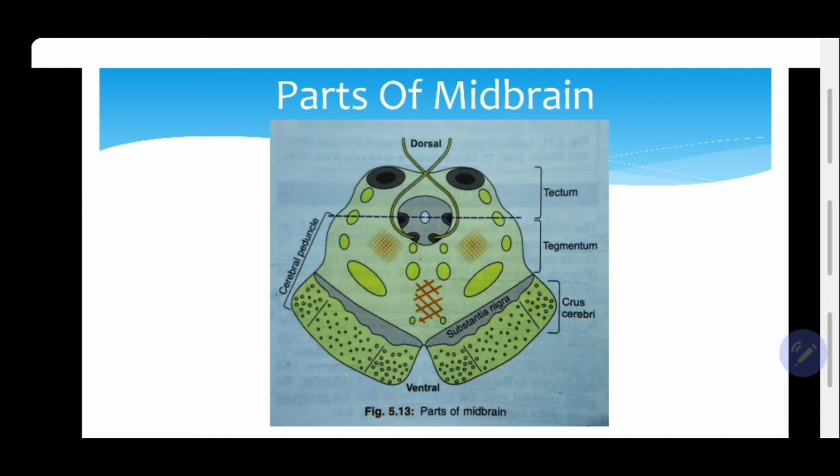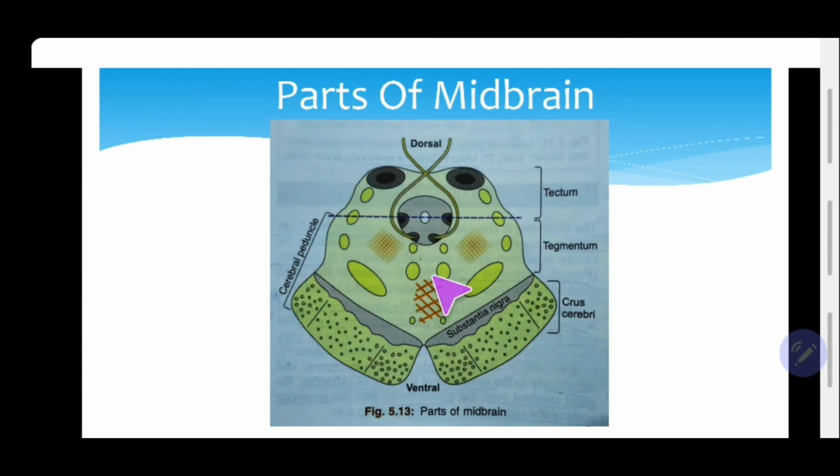Then the portion of the midbrain dorsal to this transverse line is called tectum. You can see it here, it's called tectum. Then the rest of the portion ventral to this transverse line passing through the cerebral aqueduct is divided into two parts by the substantia nigra.